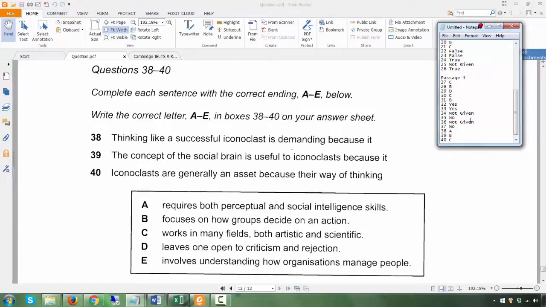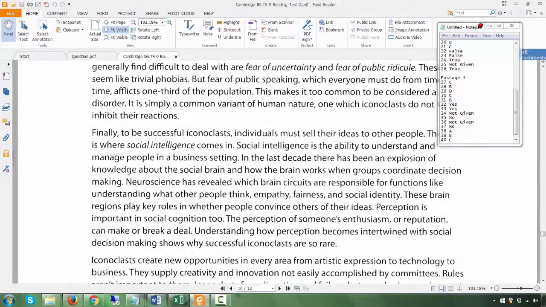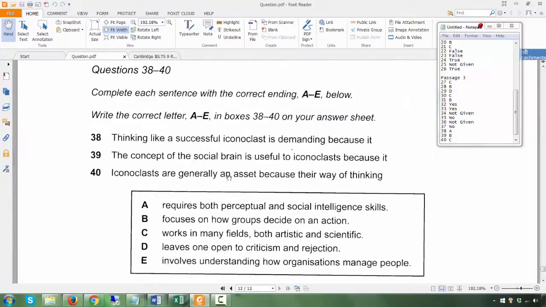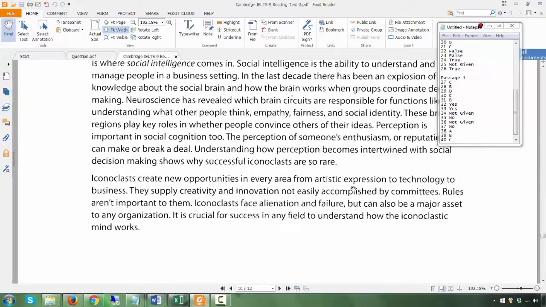And lastly, 40C, iconoclasts are generally an asset because their way of thinking works in many fields, both artistic and scientific. Iconoclasts create new opportunities in every area, from artistic to technology to business. Okay, so the science comes here. Because their way works in many fields. All right.